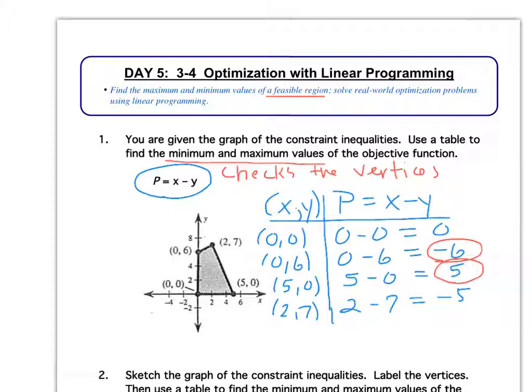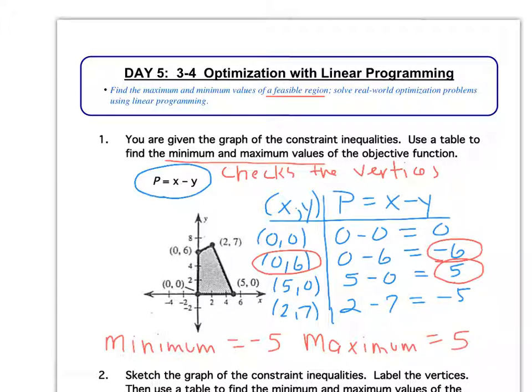The minimum for this feasible region is equal to negative 6, which occurred at the point (0, 6), and the maximum value of this feasible region is equal to 5, and that occurred at the point (5, 0). Right? And that's all there is to it.